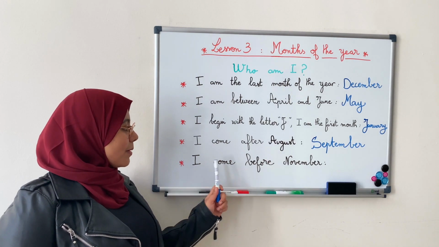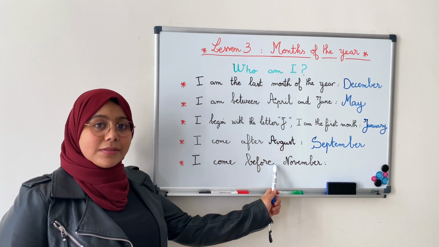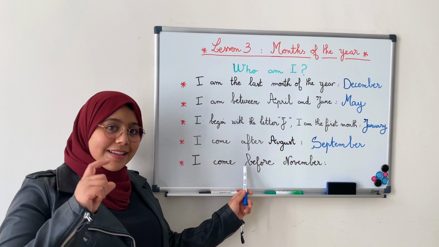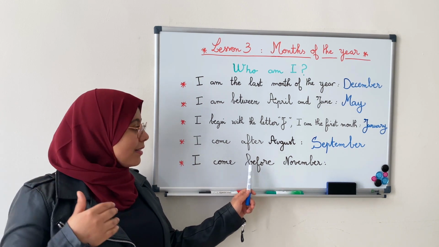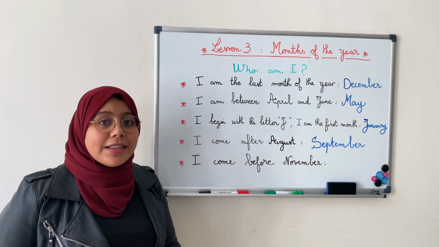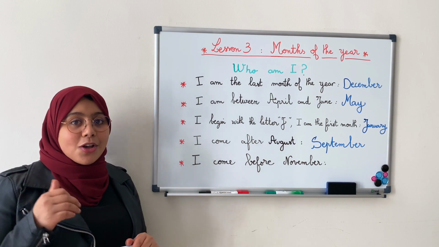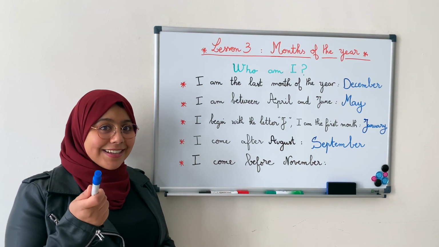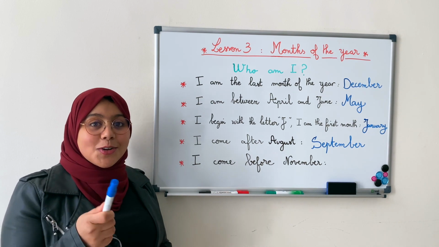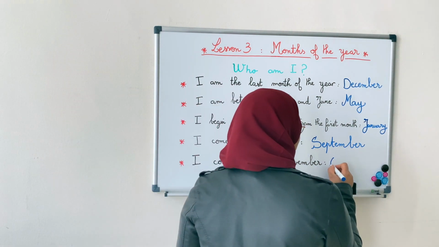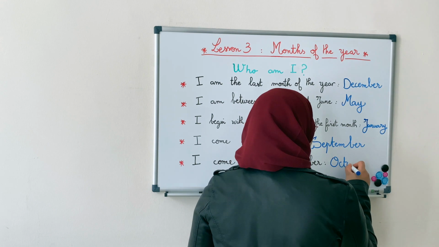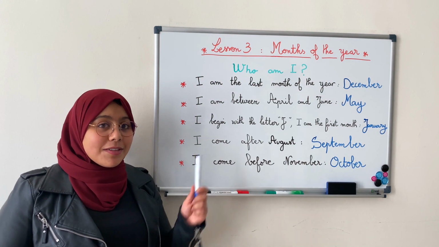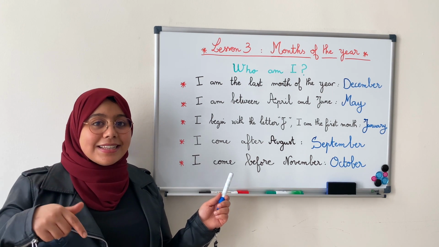I come before November. Before, we said, is the opposite of after, so it means before November. Who am I? The correct answer is, say it. It's October. Excellent. October. If you answered all of these questions correctly, say it in the comments below.